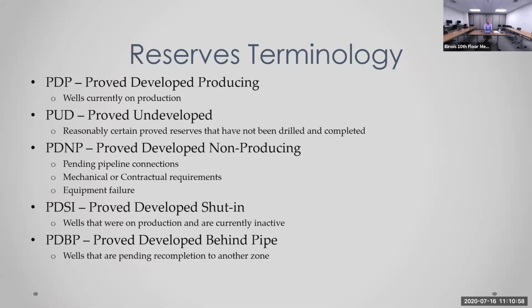Now, PDPs are proved developed producing. Those are wells that are currently on production. They could have been drilled last month, they could have been drilled 60 years ago. They could be old vertical wells, new horizontal wells, directional wells, whatever it is. The point is, they have been brought on production. There is cash flow coming in from them. There is a positive cash flow coming in from them. They have not reached their ECL, their economic limit.